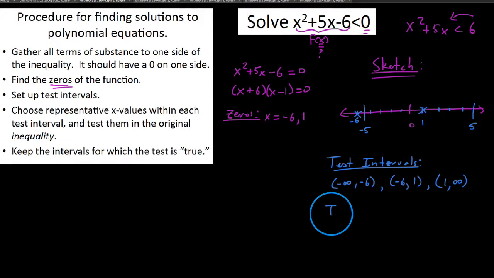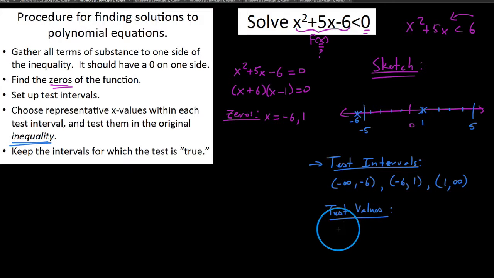is select test values. Okay, so here's the deal. Once we find our zeros and we split up our number line into our test intervals, what we're going to do is choose representative x values within each test interval and test them in the original inequality, and you'll notice that I italicized that here. Keeping the intervals for which the test is true is what we're looking for. So we're going to pick an x value out of each of these intervals here.